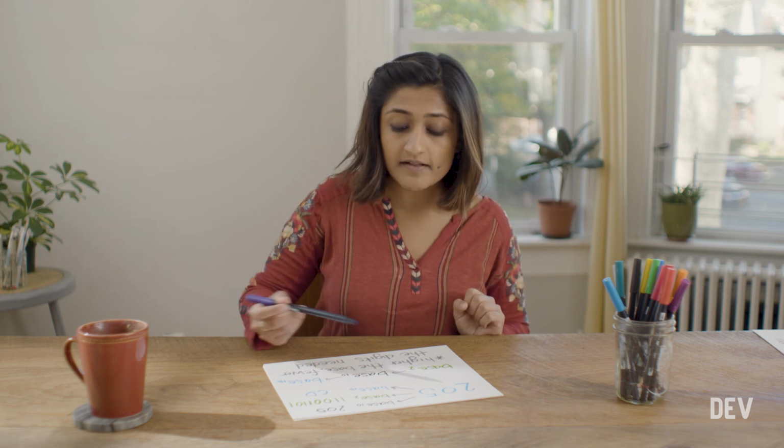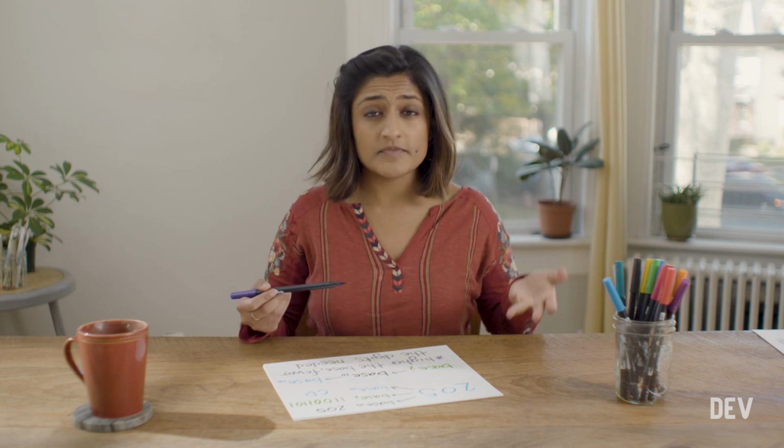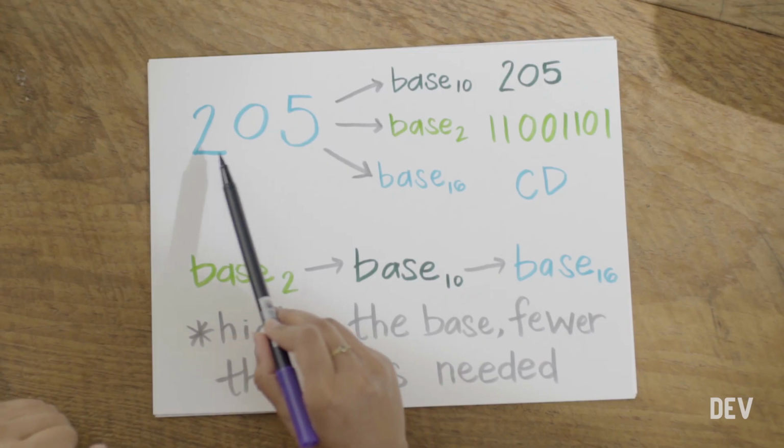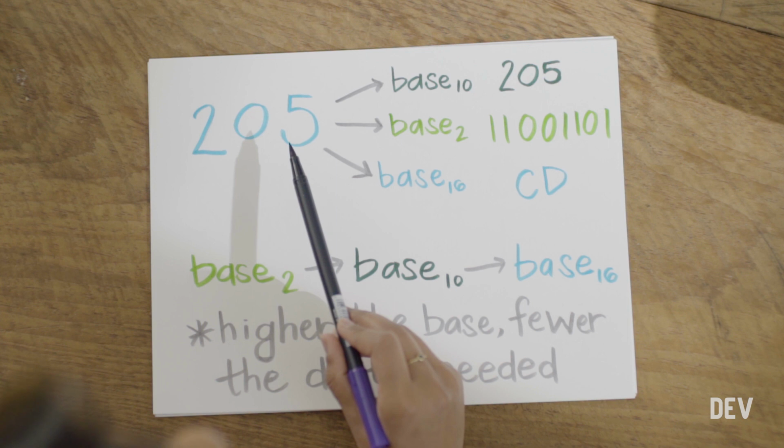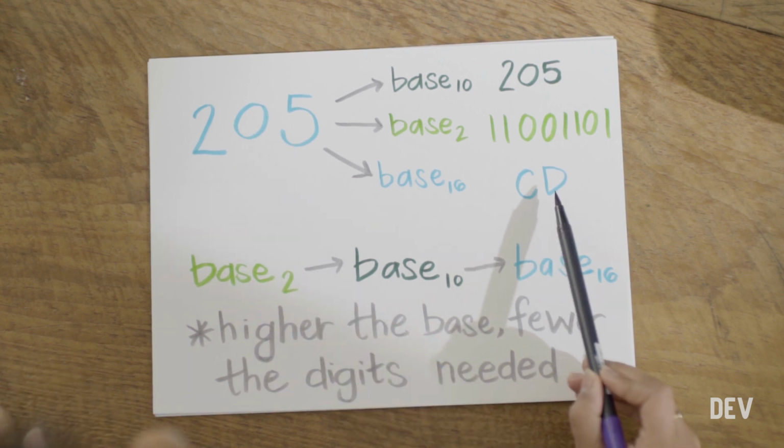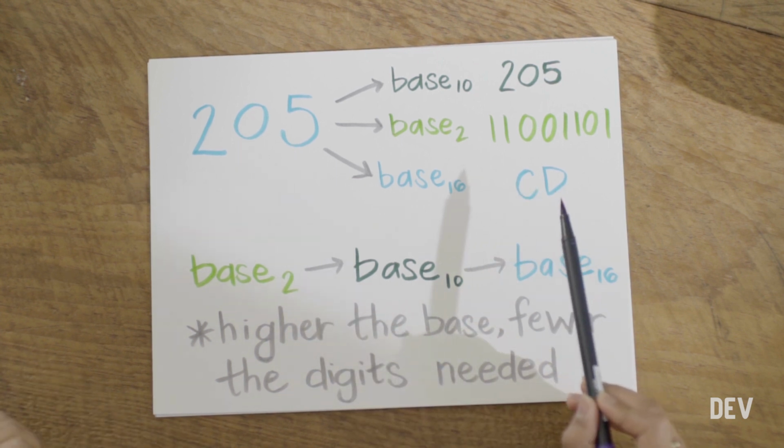11001101. Okay, that's fine, but now let's go to base 16. We haven't counted with base 16 before, so let's think about how we'd represent that. Well, in base 16, remember that we're counting beyond the digits of 0 through 9. We're using letters. So, in base 16, the number 205 would be represented as CD, which is kind of interesting.